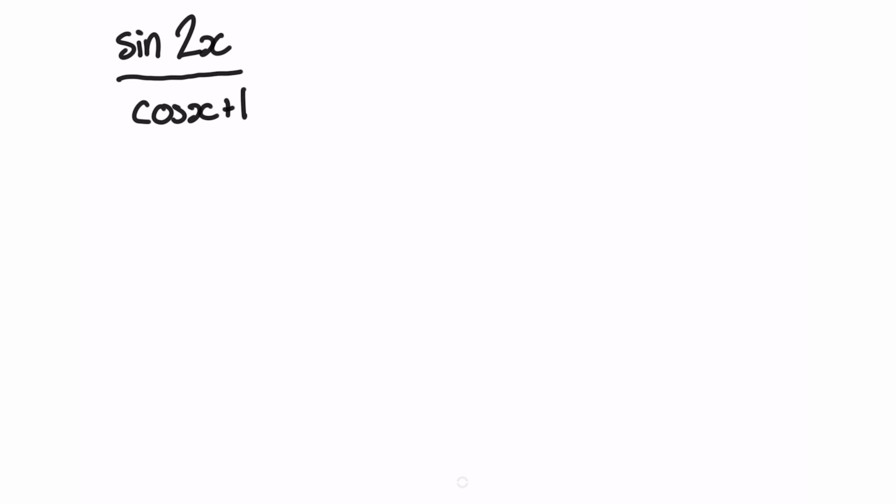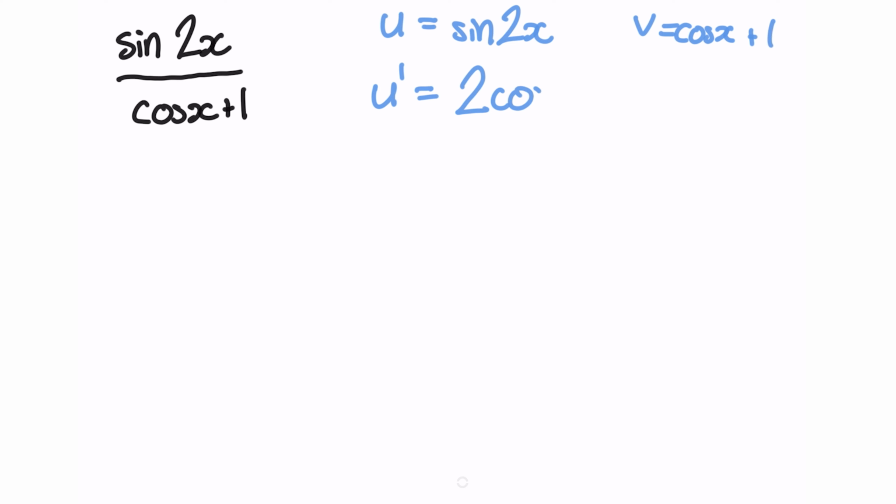Let's look at one more. So this one is a quotient rule. So this time I'm going to say u is sine 2x and v is cos x plus 1. That means the derivative of u is 2 cos 2x. So the derivative of any sine becomes cos. Whatever stays in the bracket stays in the bracket. But then we have to do the derivative of what's inside the bracket and bring that out the front, and that becomes 2 cos 2x. The derivative of v will just be negative sine x.